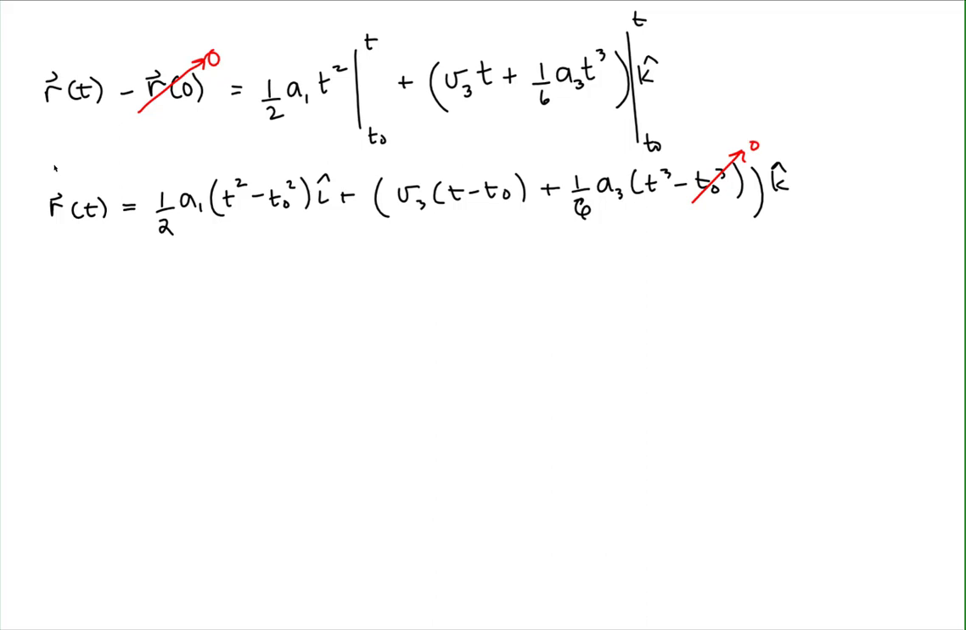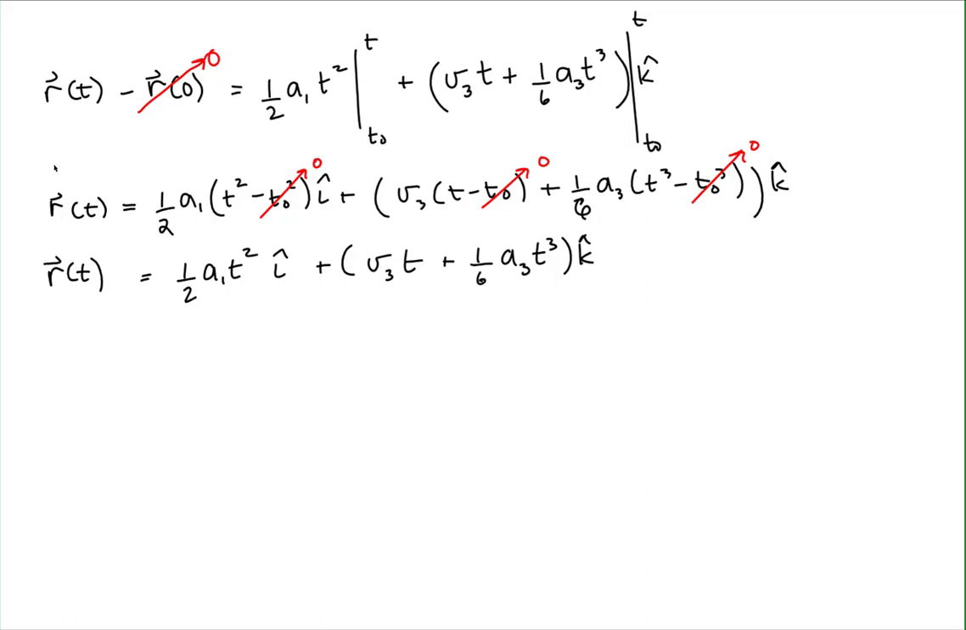Now the t naughts are 0. So we have 1/2 a1 t squared for the x component, and for the z component we have v3 t plus 1/6 a3 t cubed. This is our position vector as a function of time.